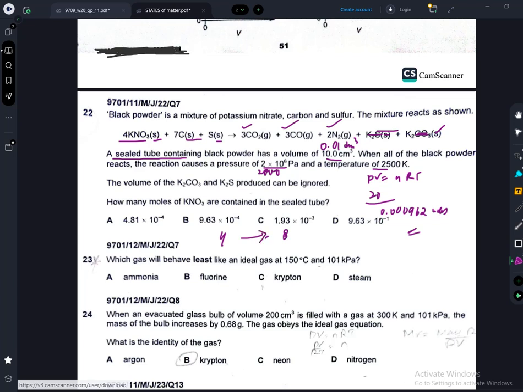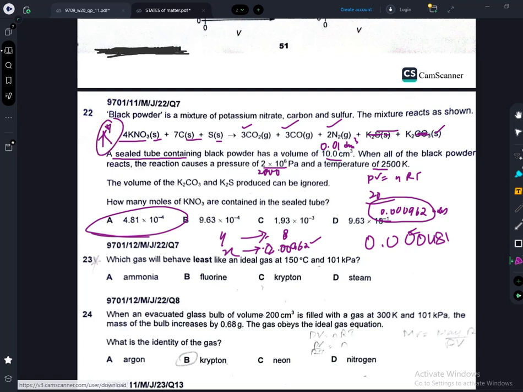Now, this particular mole of gases is produced. Let me write this: 0.00962 x. This particular mole of gases is being produced. So, how many KNO3 are contained in the tube? Do cross multiplication. This equals 0.000481. A is your right answer, folks. This is an A star MCQ. Once you notice this has a volume of 10 centimeter cube, you will ace this MCQ. And otherwise, you won't.